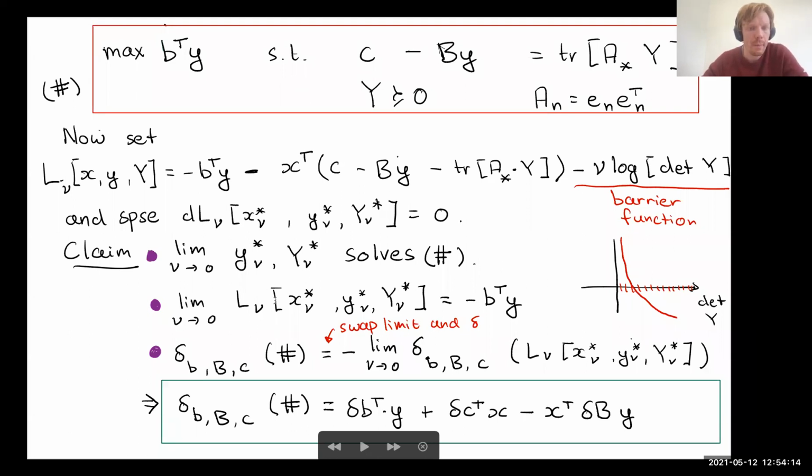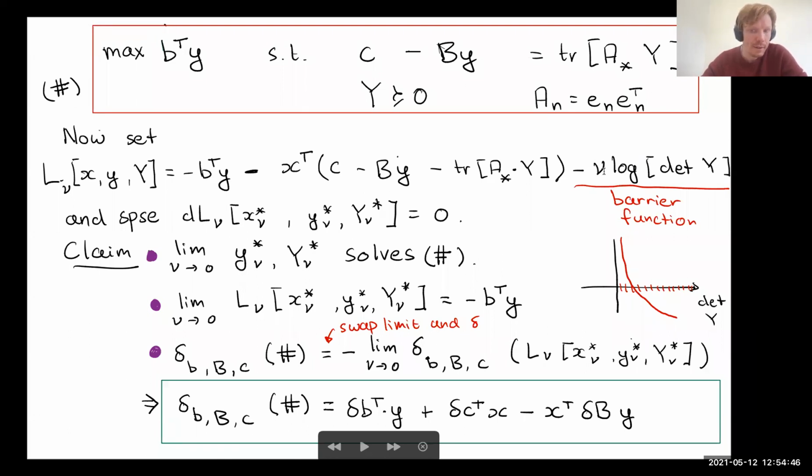Second, if I plug these values that I found, x star, y star, and capital Y star, into the Lagrangian, then I get the objective of the problem. I get b dot y up to a minus sign in the limit as nu goes to 0. So what happens in the limit? Well, by optimality, these x's are Lagrange multipliers, so this whole constraint business vanishes. Then there's this b dot y, which is the term I want. And what I'm really saying is that the term corresponding to the barrier function vanishes.